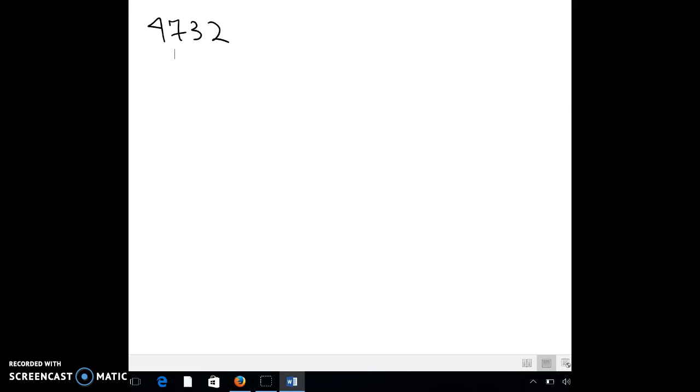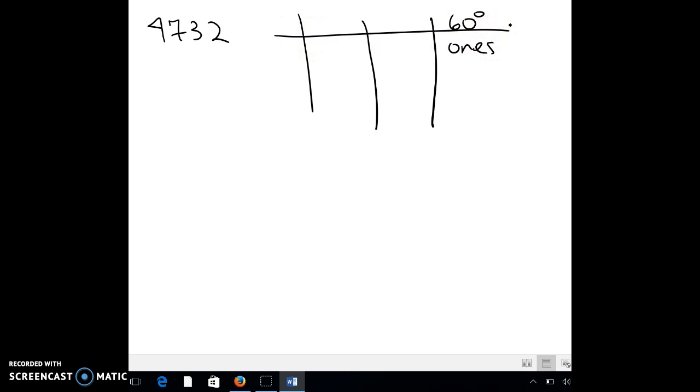Okay, here's an example of converting something into Babylonian. So again, I think it's helpful to make your little place values and to realize, okay, this is 60 to the 0 power. This is your ones, or singles, whatever you want to call them. Then 60 to the first power.